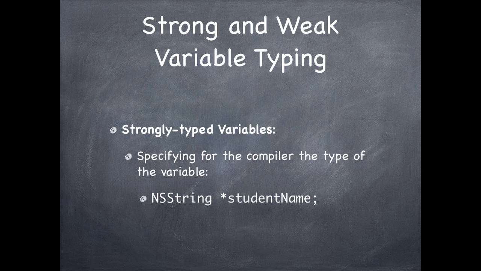Okay, so in this case, I'm declaring a string, NSString. It's just an object. Again, NSString is just an object, and it's a pointer to it, it holds a string value.